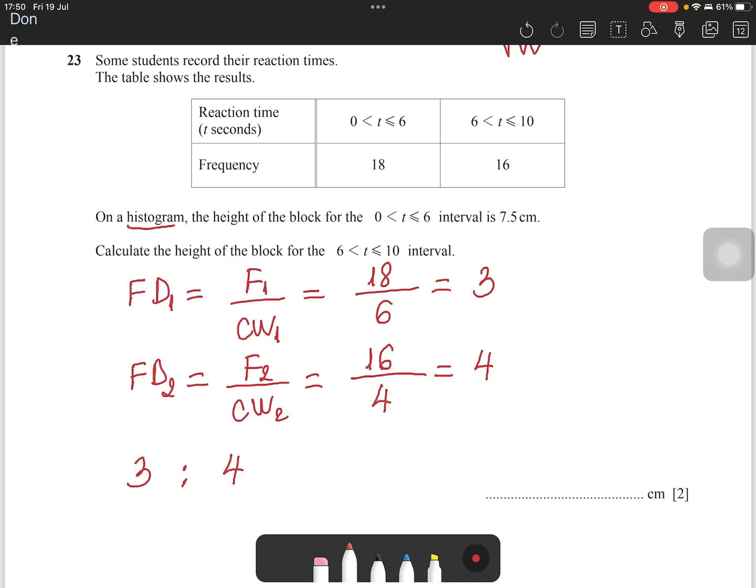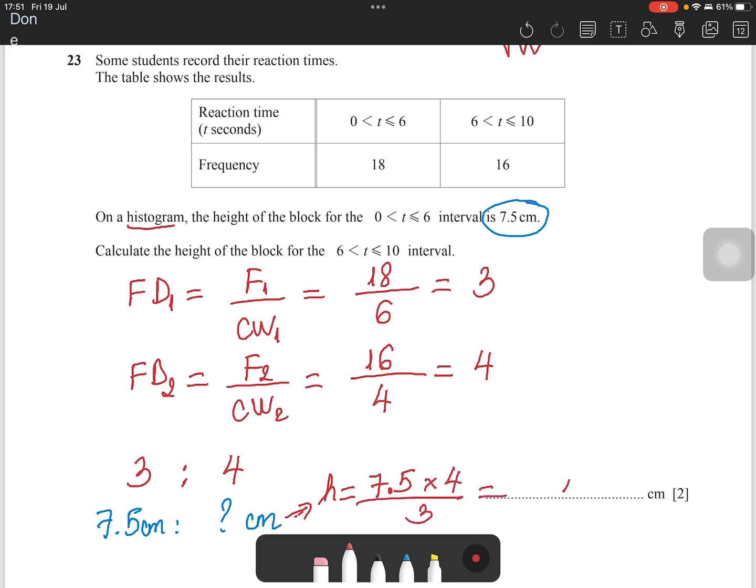And if the height of the first block is 7.5 centimeters, then we need to find the height of the second block. The ratio is 3 to 4. So to find the height of the second block, we just cross multiply 7.5 by 4, then we divide it by 3. So the answer is 10.